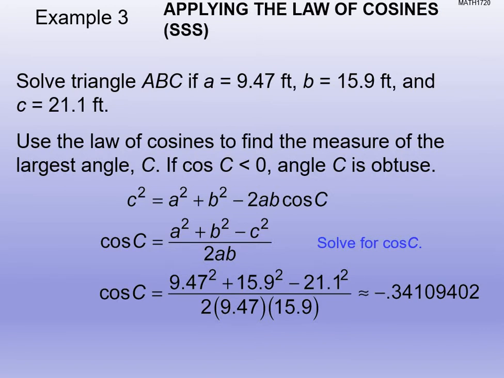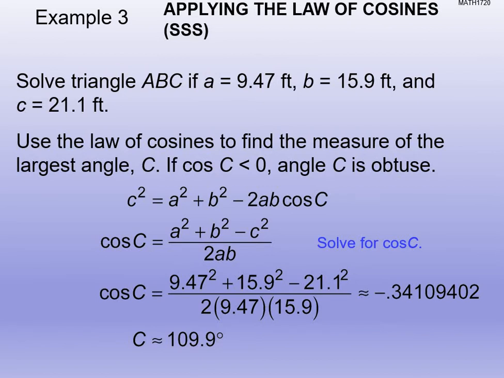Now, does that value work? Is it between negative 1 and 1? Yes, because that's what cosine can have. So we have to be able to take cosine inverse of that value. In your calculator, press second cosine, and then in the parentheses, enter negative 0.3410942. Hit enter. You should approximately get 109.9 degrees. If you don't, make sure your calculator's in degree mode. You might have gotten something in radians instead.